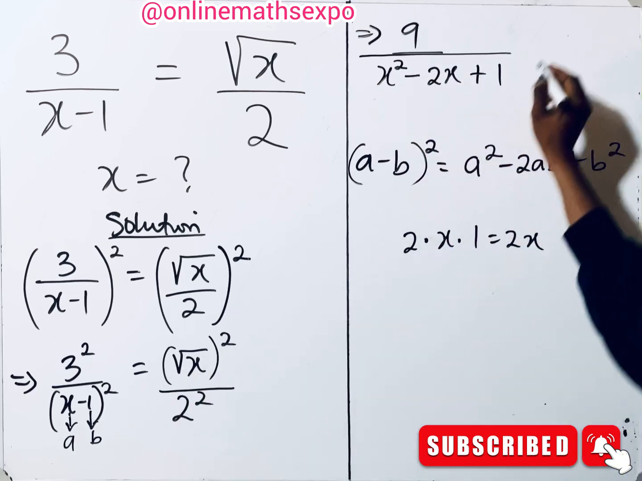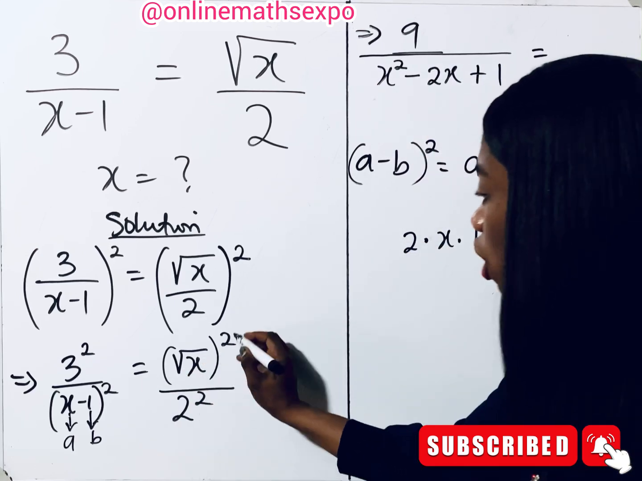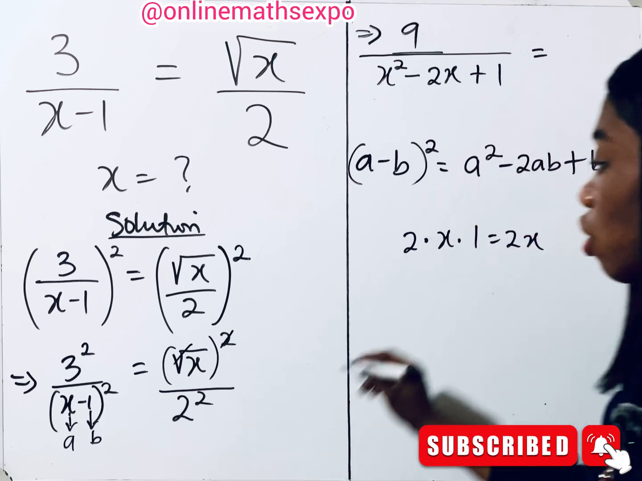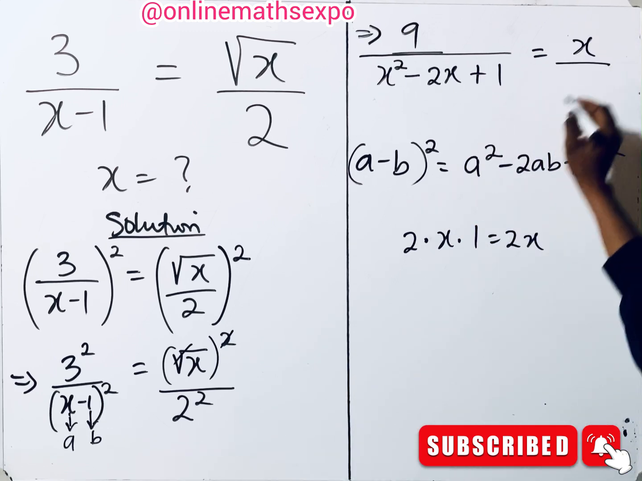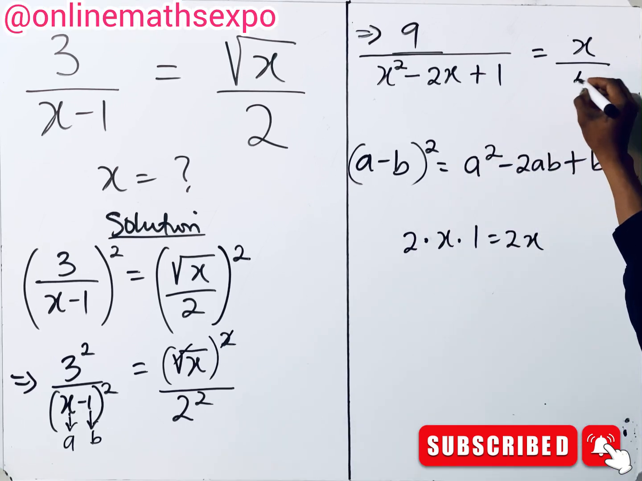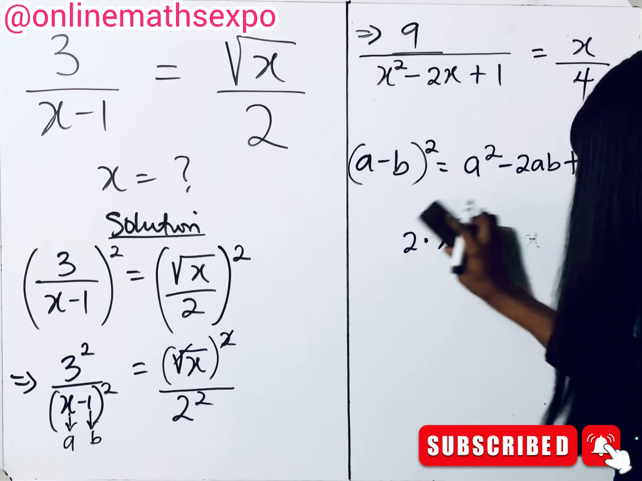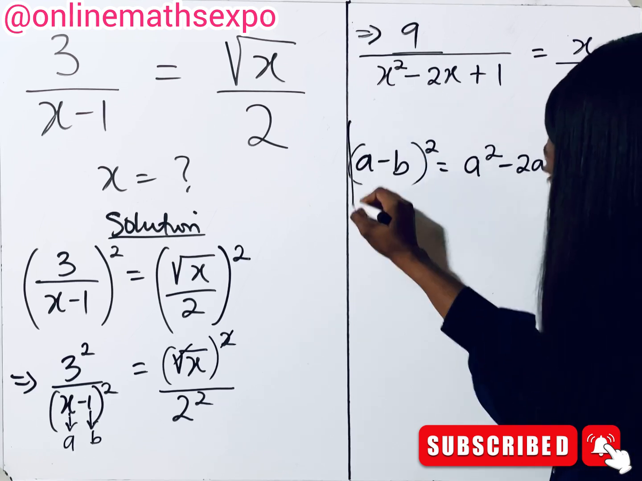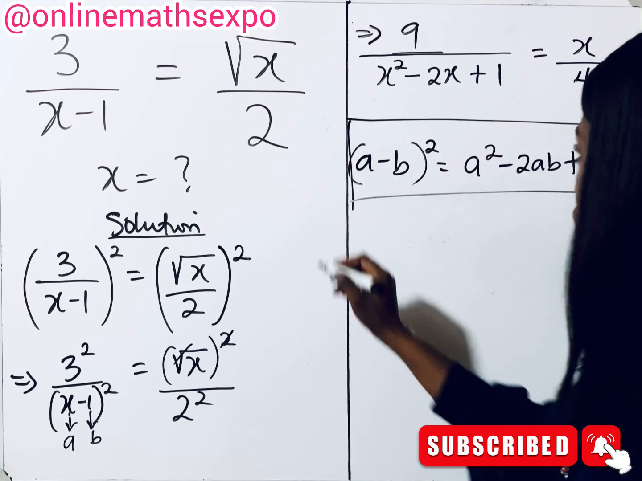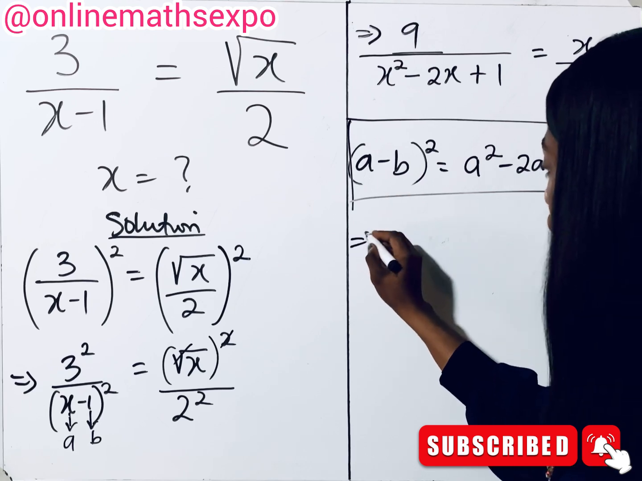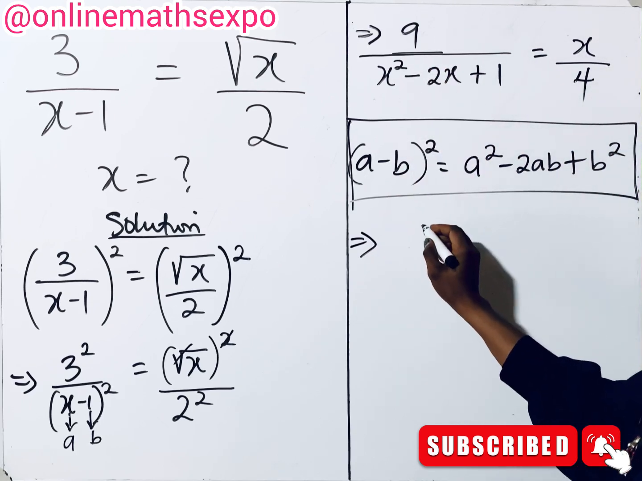And everything is equal to, here, this square will cancel the square root. So you'll be left with x all over 2 raised to the power 2, which gives us 4. Did you see that? Now, let's block this. So in that case, from here, we're going to now have 9.